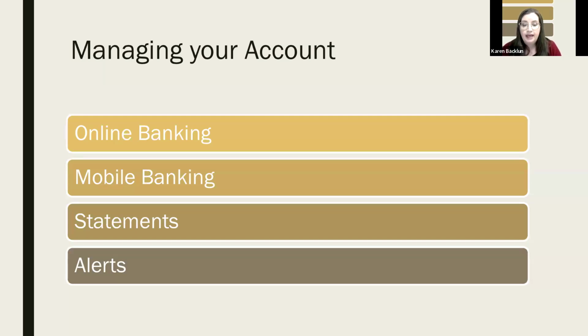Other alerts you may get from your bank is if there has been a suspicious transaction. You may get a phone call, sometimes you'll get a text, but they will always ask you to contact them through the number that's on the back of your bank card. They will not call you and ask you for your information.